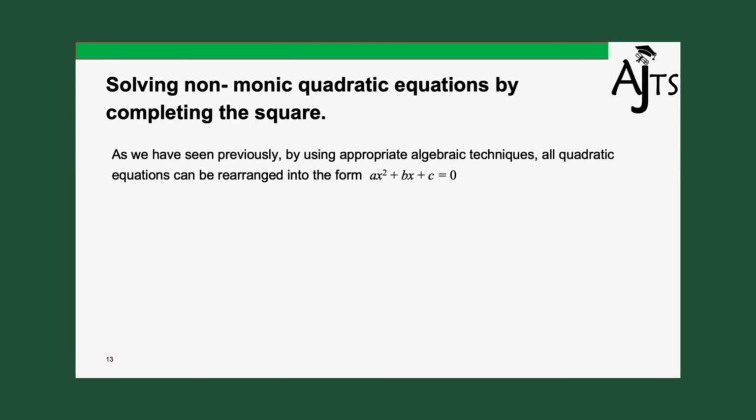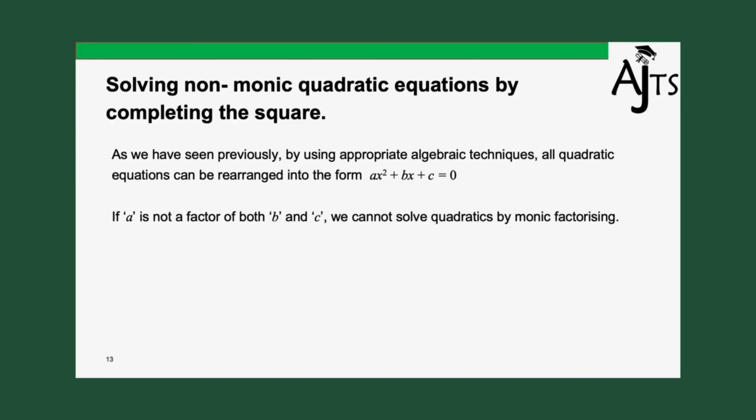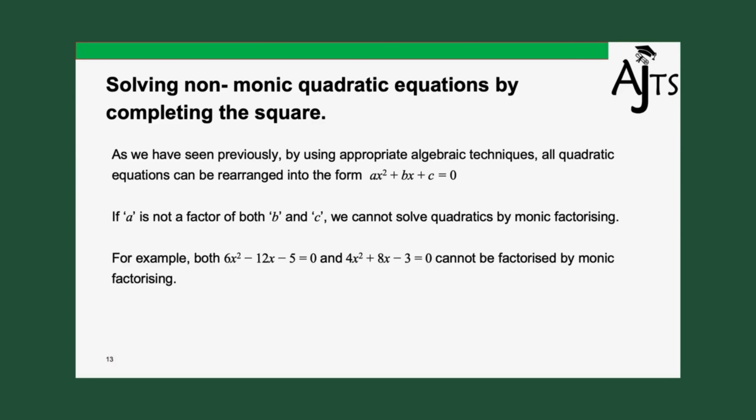As we have seen previously, using appropriate algebraic techniques, all quadratic equations can be rearranged into the standard form a times x squared plus bx plus c equals 0. When the coefficient, a, is not a factor of both b and c, the quadratic cannot be solved using monic factorization. In such cases, factorizing into 2 linear factors is not straightforward or may not be possible.